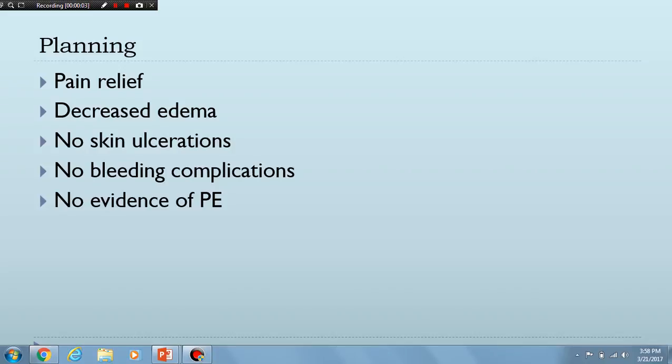So in our care planning for patients with venous disorders, we want to make sure that their pain is well controlled and relieved. We want to decrease their edema to prevent any subsequent skin alterations or unwanted pain from the edema. We want to help the patients manage their medication to prevent any bleeding complications. And we want to early identify or prevent the progression of the venous thrombosis to a pulmonary embolism or embolus.